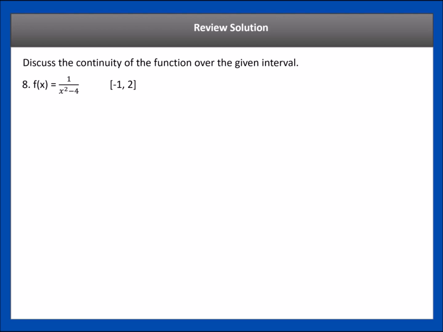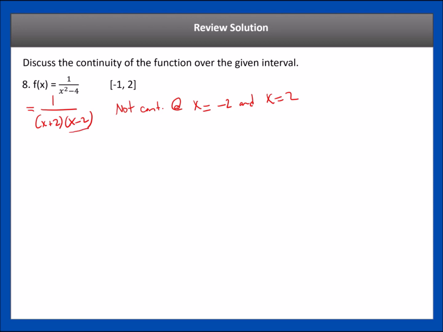Right? So first off, let's go ahead and factor this here. Factor this using the difference of squares. So this is the same thing as 1 over x plus 2 times x minus 2. So using the difference of squares, we can factor that. And so we can see that there are some troublesome points here. So it's not continuous at x equals -2 and x equals 2.